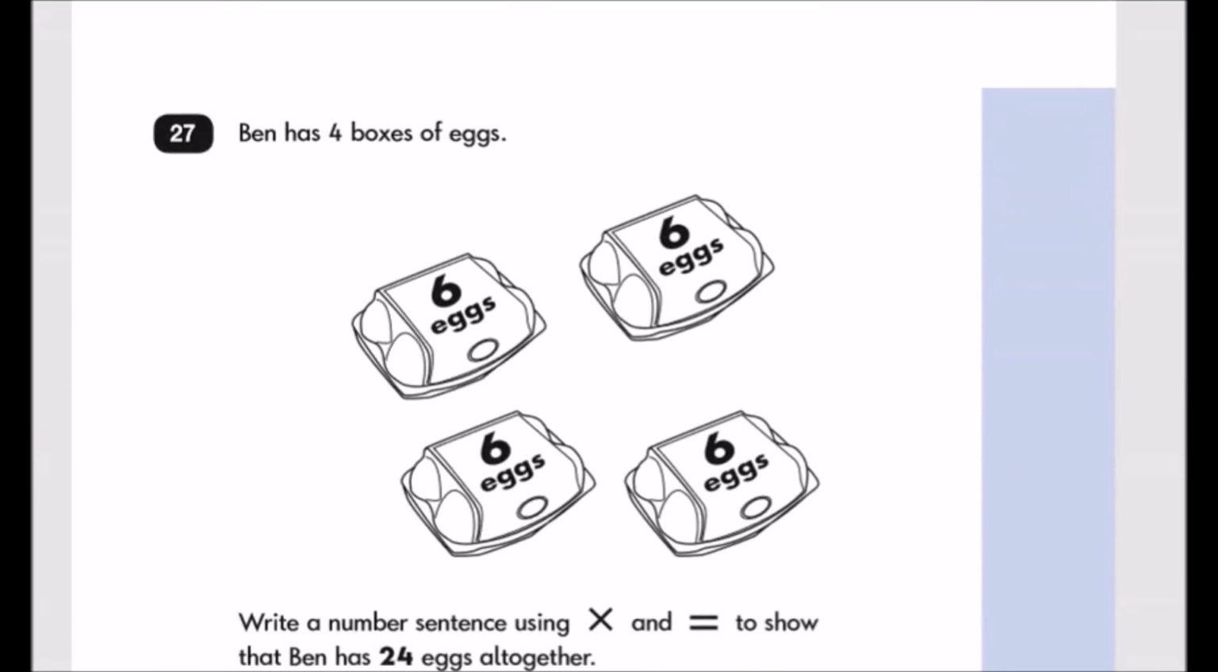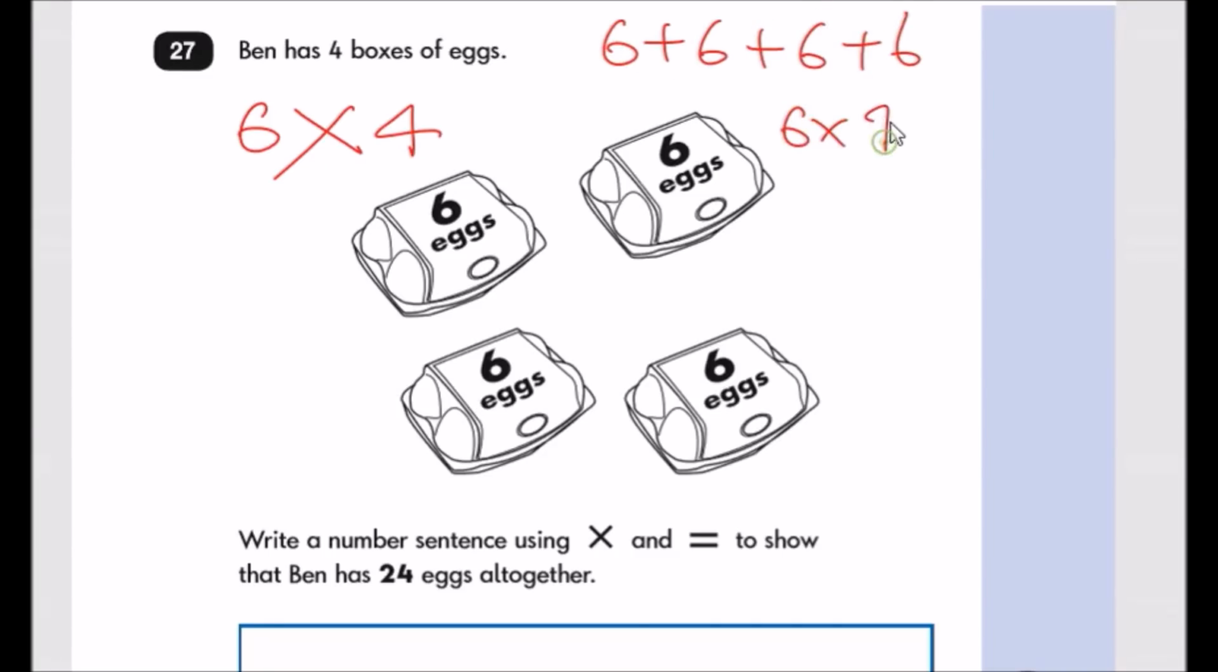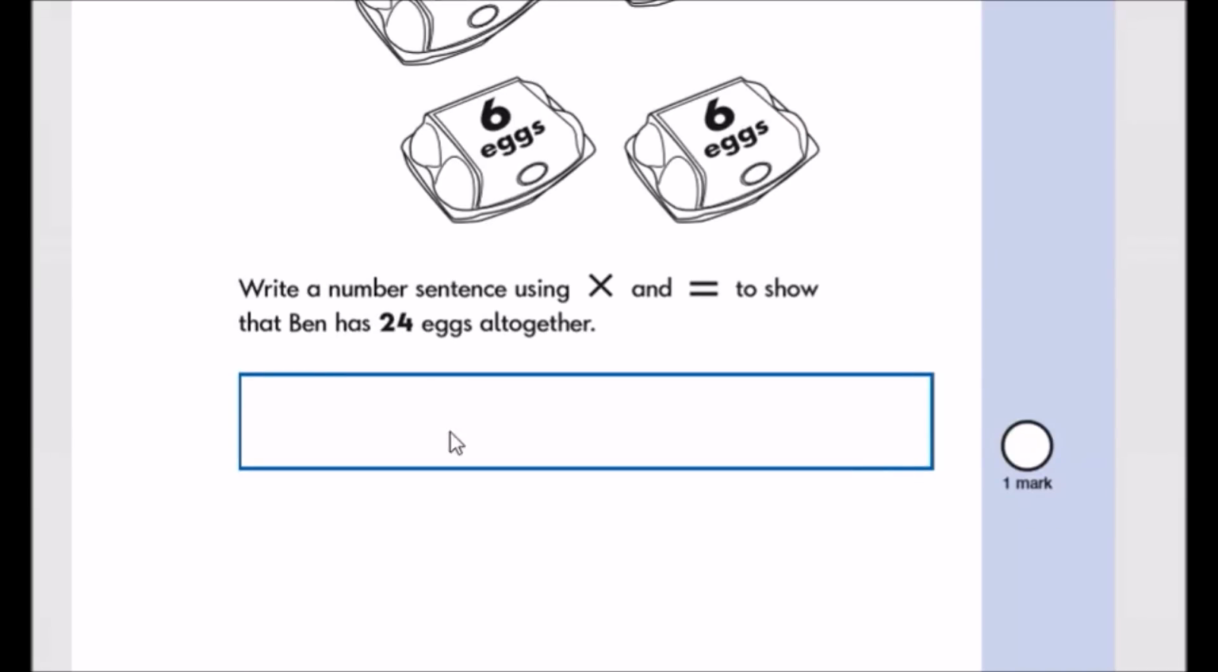Next question. Number 27. Ben has 4 boxes of eggs. Oh, I love my eggs. Write a number sentence using the times sign and equals to show that Ben has 24 eggs altogether. So he's got 4 boxes of 6 eggs. So 6 eggs with 4 boxes. So it'll be 6 times 4, because if you've got the same amount, you've got repeated addition. You're not going to write 6 plus 6 plus 6 plus 6. You're going to write 6 lots of 4. So the answer is 6 times 4, and then this would equal 24 eggs.